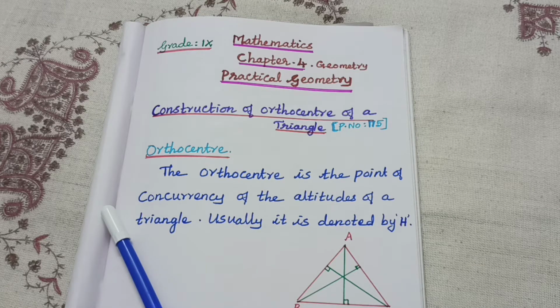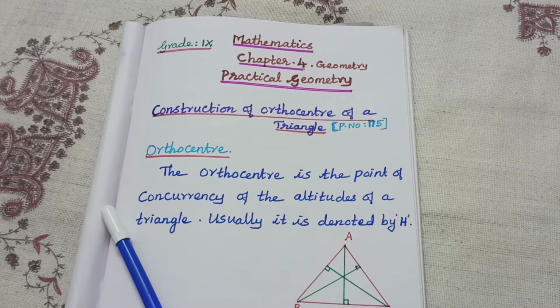In practical geometry, last class we learned about centroid. Can you remember? Then how to draw this centroid? And what is meant by centroid? The point of concurrency of the medians of a triangle is called the centroid, isn't it? It is denoted by capital G. The point of concurrency of the medians of a triangle is called the centroid.